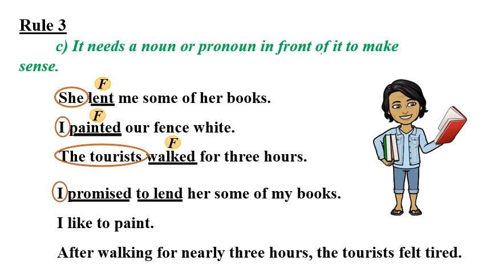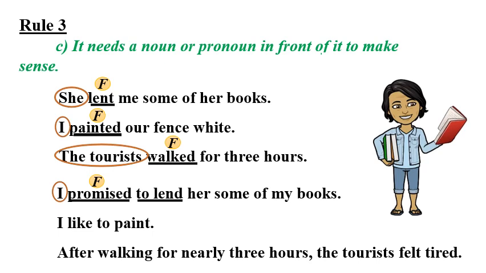Remember, a finite verb appears right after the subject in the sentence. Before a finite verb, there will be a subject. Now look at the verb promised in this sentence. It appears right after the subject I. So it is a finite verb.